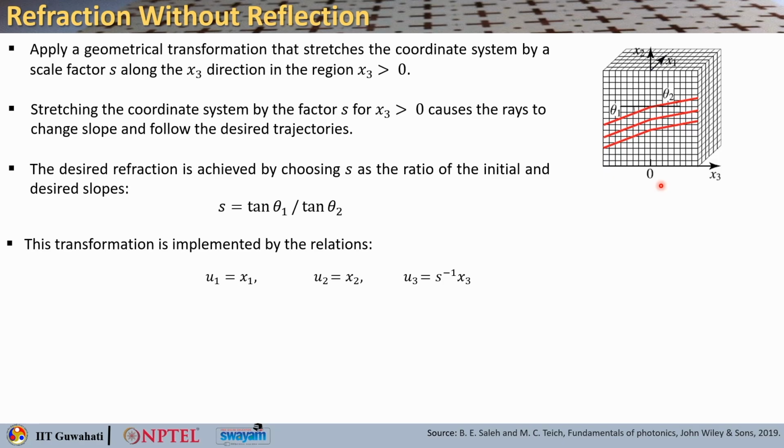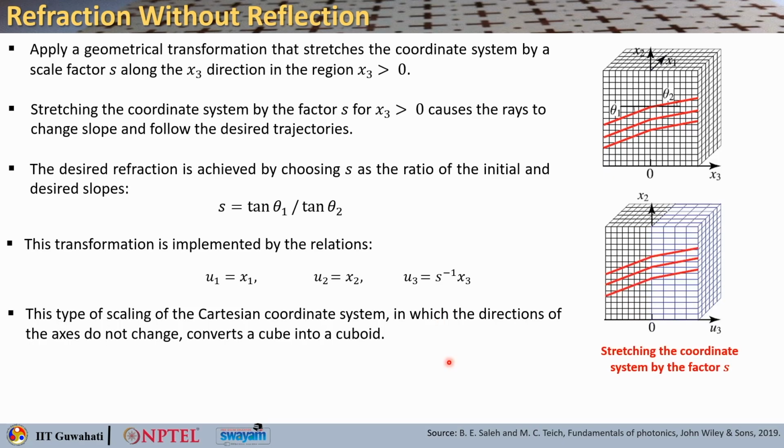The coordinate transformation can be written as follows. There is nothing changing along the x1 direction, so u1 will be the same as x1. The u's are the new coordinates: u1, u2 and u3. You have not changed anything along x2, so u2 will be the same as the old x2. However, along the x3 direction, stretching has happened. So, u3 is S inverse x3, right.